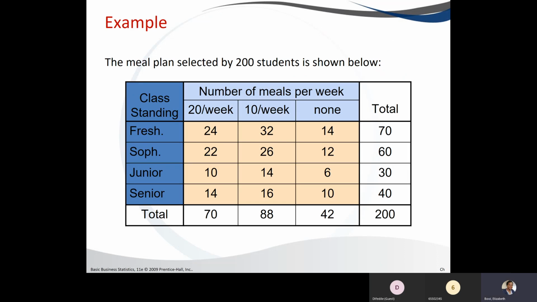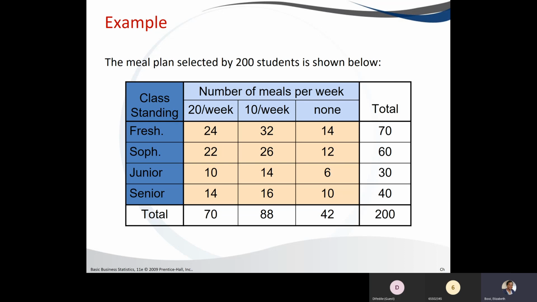If we have the meal plan selected by 200 students shown below, we have the class standing and the number of meals per week selected by the student. There were about 200 students, so freshmen selected 24 meals for 20 weeks. And the sophomores, they selected for 10 weeks. There were 26 people who selected 10 weeks.